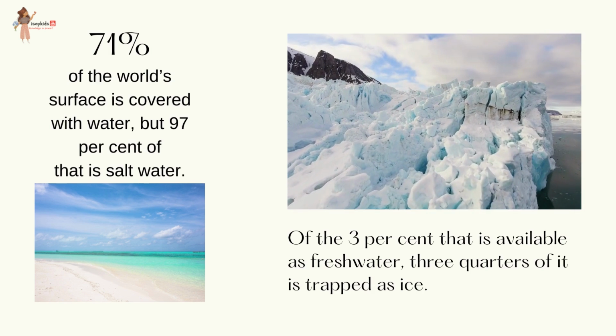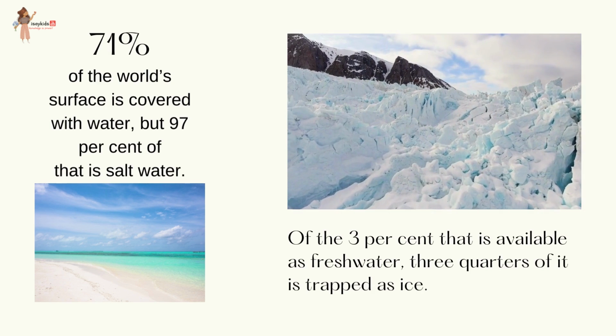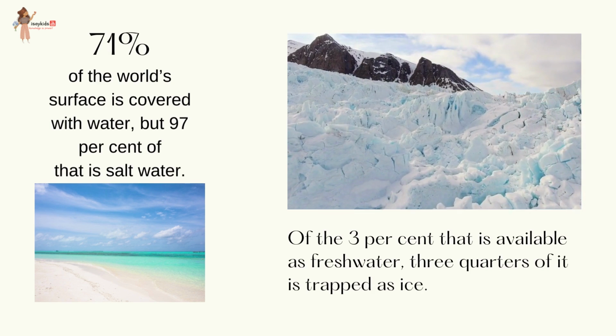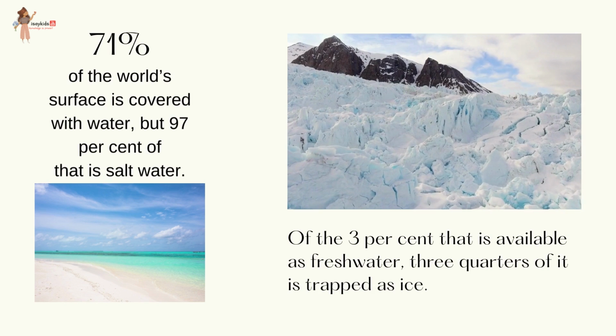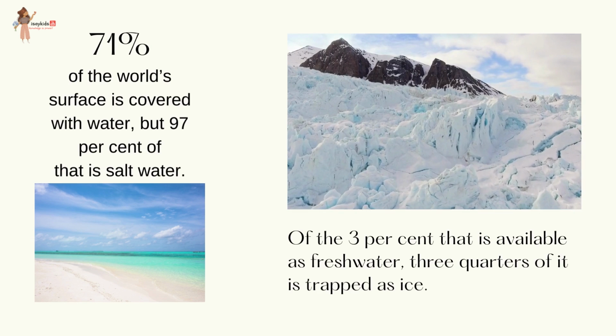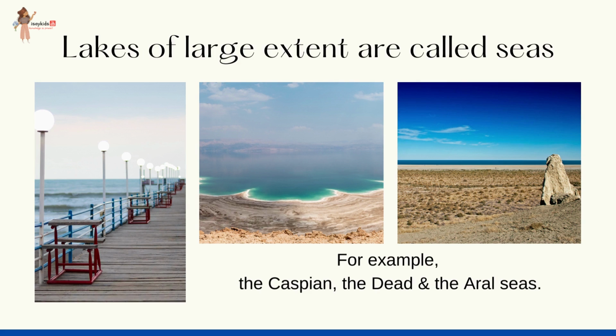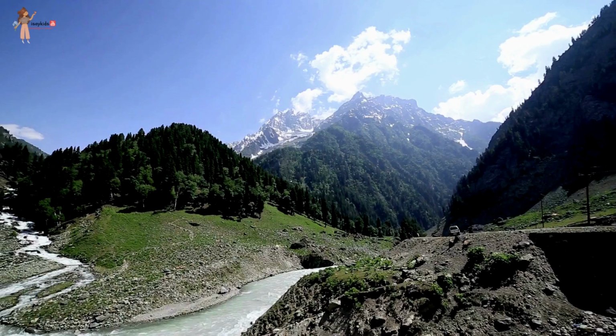Lakes. 71% of the world's surface is covered with water, but 97% of that is salt water. Of the 3% that is available as fresh water, 3/4 of it is trapped as ice. Lakes of large extent are called seas, like the Caspian Sea, the Dead Sea, and the Aral Sea.